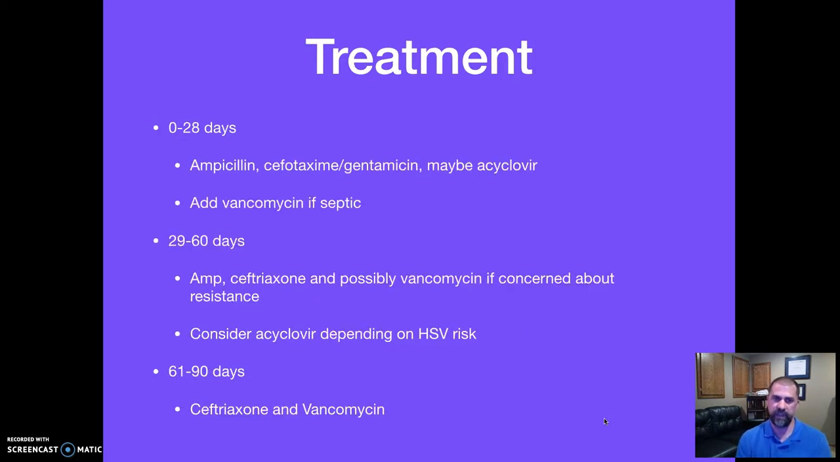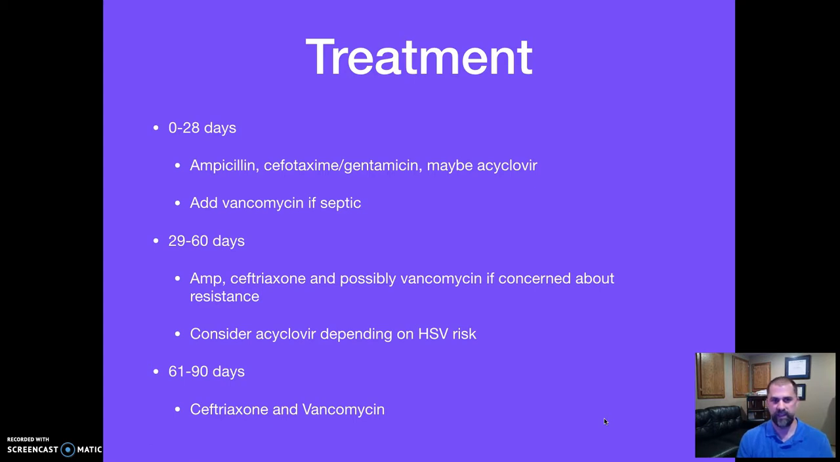So 0 to 28 days, we're going to do ampicillin and cefotaxime or gentamicin, and then possibly acyclovir if we're concerned about HSV. And then we'll add vancomycin if they're septic. So 0 to 28 days, we're worried basically about the vaginal flora. So group B strep, listeria, E. coli are the main ones that we're caring about, and then HSV.